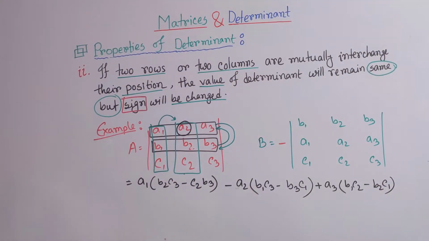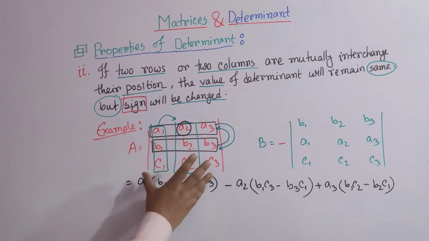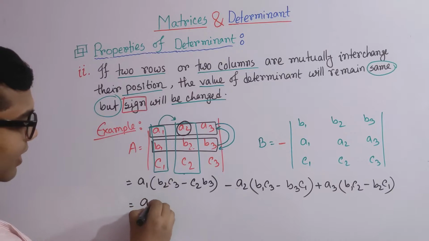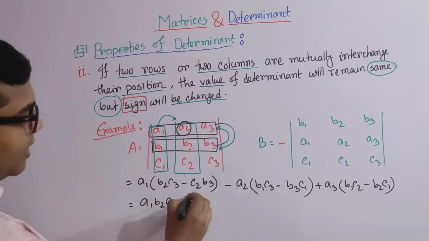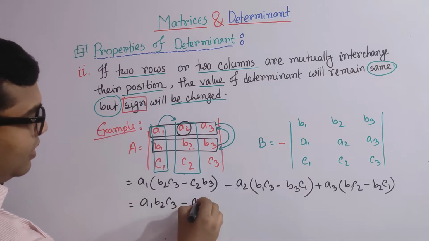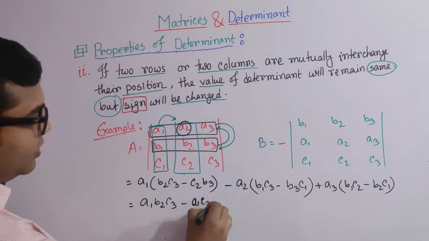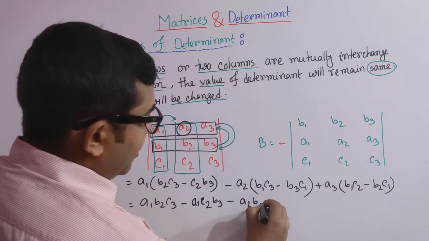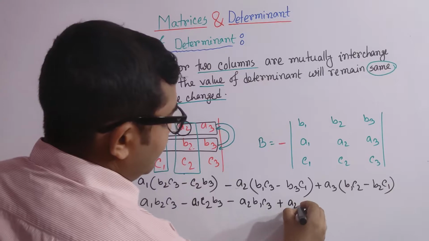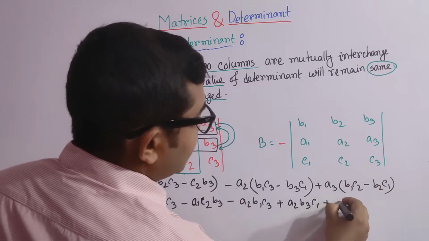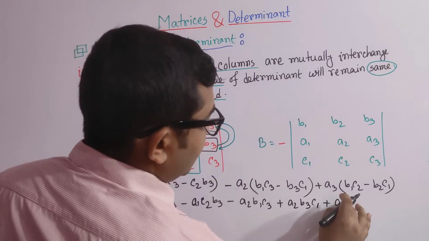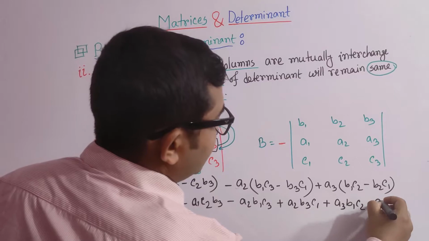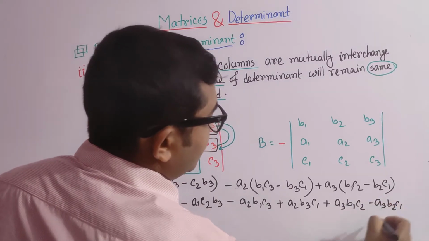So if we are trying to find the value of this, then we'll get this, and after multiplying all of this, it will be A1 B2 C3 minus A1 C2 B3 minus A2 B1 C3 plus A2 B3 C1 plus, it should be A3 not A1, A3 B1 C2 minus A3 B2 C1.